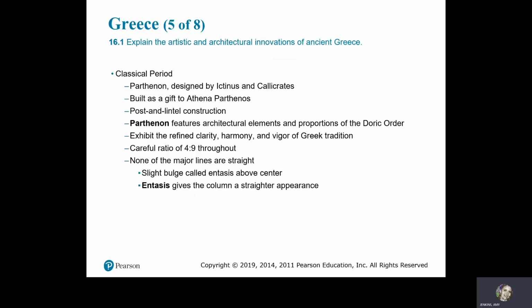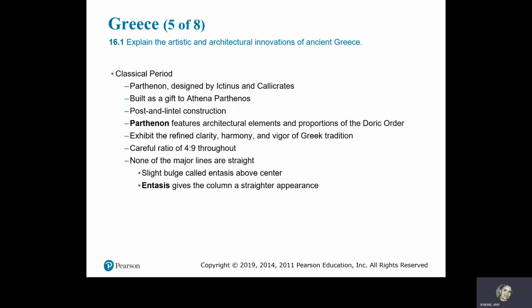In the classical period, the Parthenon was designed by Ictinus and Callicrates. It was built as a gift to Athena Parthenos. It is a post and lintel construction. The Parthenon features architectural elements and proportions of the Doric order. It exhibits the refined clarity, harmony, and vigor of Greek tradition. The careful ratio of 4:9 is throughout.